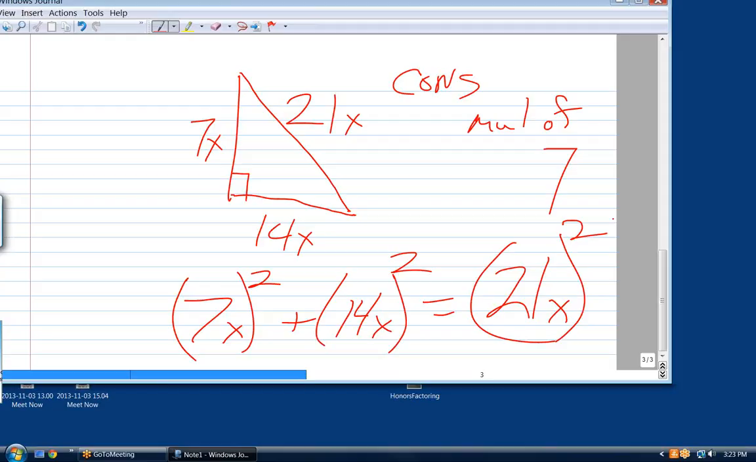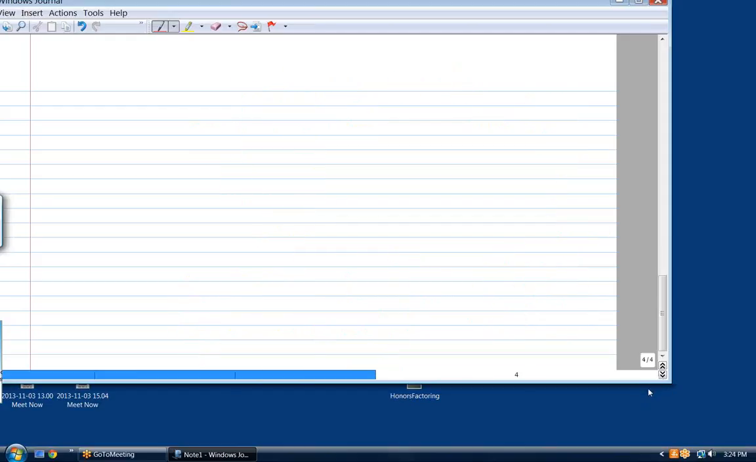And x is any number. We know the hypotenuse has to be the last number. So what I'm concerned about is I don't see a solution here. Hold on.